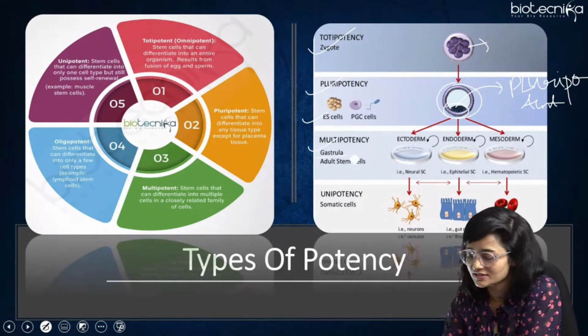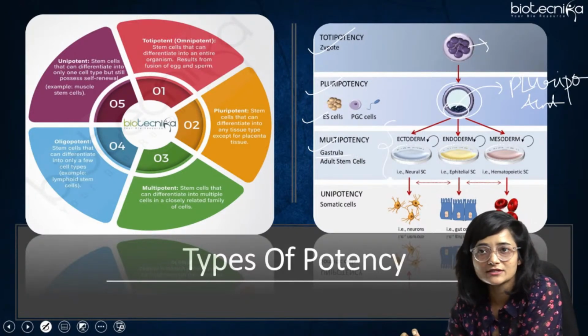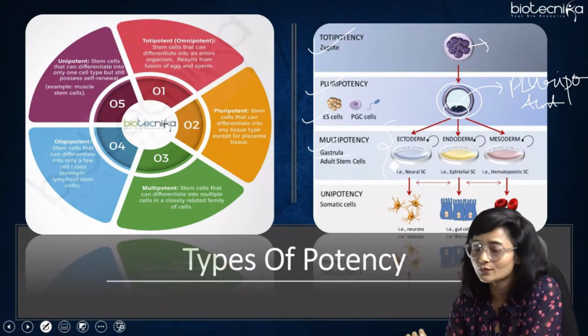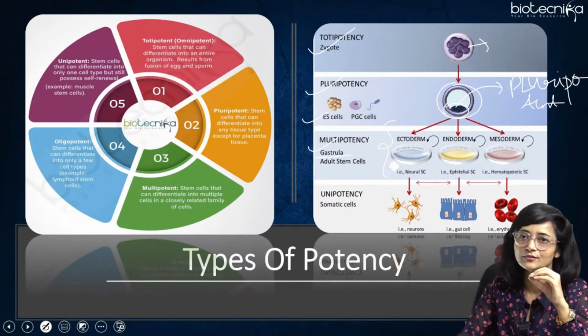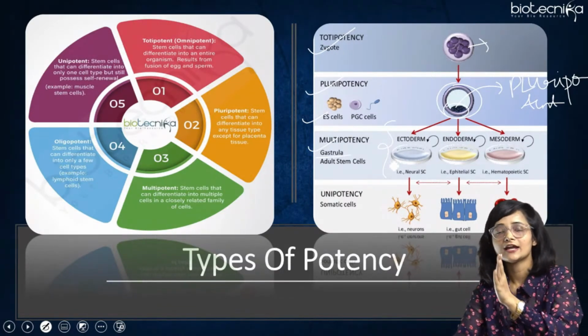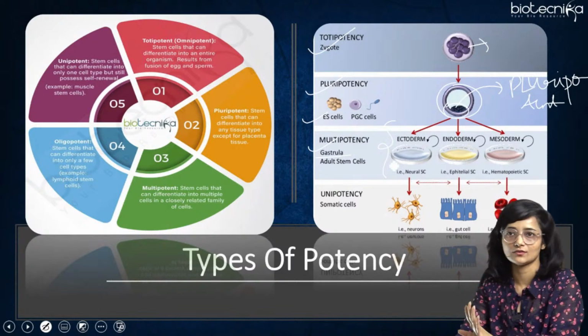So the gastrula stage comes. In the gastrula stage, the three germ layers are formed: the ectoderm, the endoderm, and the mesoderm, right? The ectoderm will only produce neural stem cells, multiple neural stem cells. The endoderm will produce a certain other kind of cells, epithelial stem cells only. And the mesoderm germ layer will produce hematopoietic stem cells only, right?